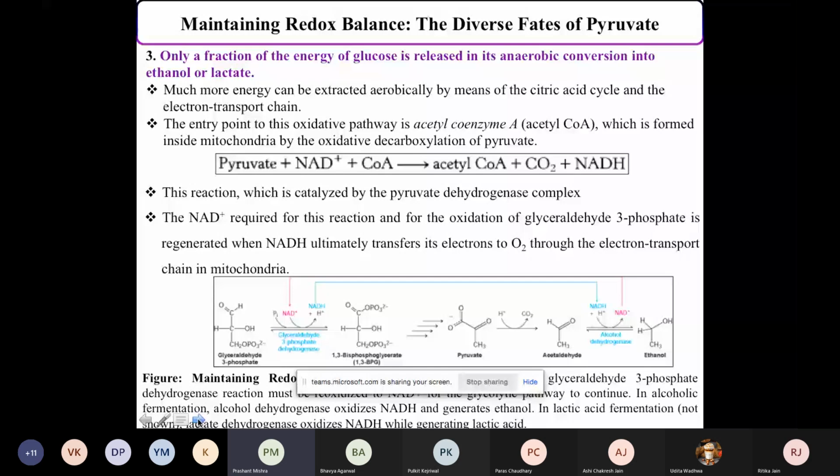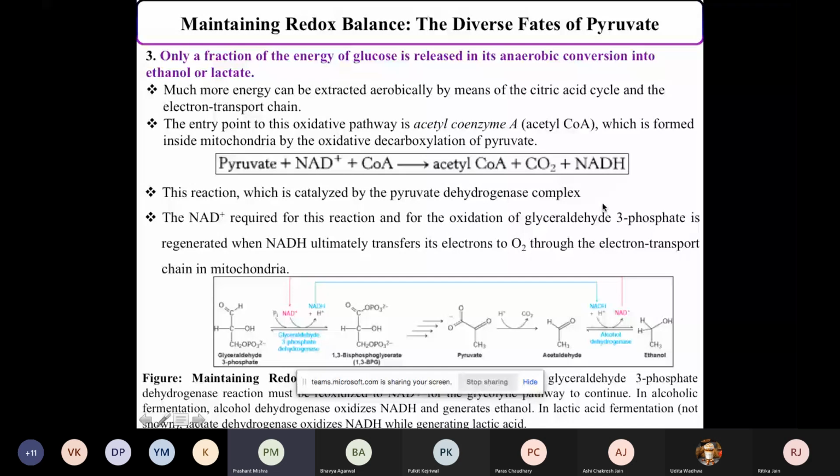On the other hand, NADH generation is very important because, as you have seen, this NAD plus which has been utilized should be regenerated, and that can happen when acetyl CoA is formed. How is acetyl CoA formed? This is the reaction where pyruvate plus NAD plus plus coenzyme A forms acetyl CoA. Of course, here NADH is formed, but this is not the step which is a regeneration.